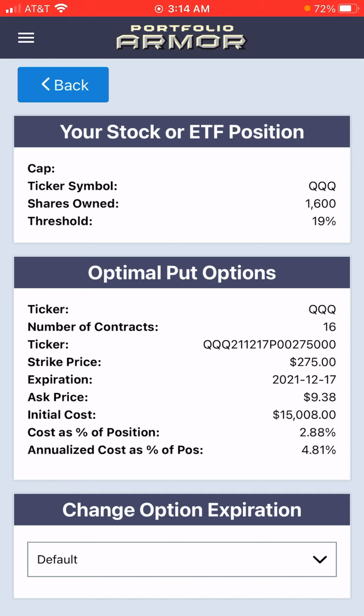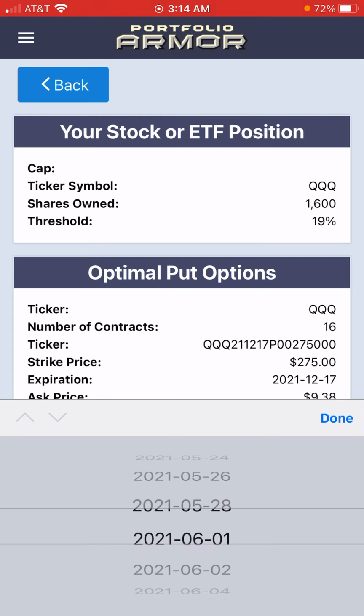Another thing we can do is look at different times to expiration. So here, the cost as a percentage of position value is 2.88%. If we go to a shorter time to expiration, that most likely is going to go lower. But to compare apples to apples, we'll want to look at the annualized cost. In this case, it's 4.81% of position value.